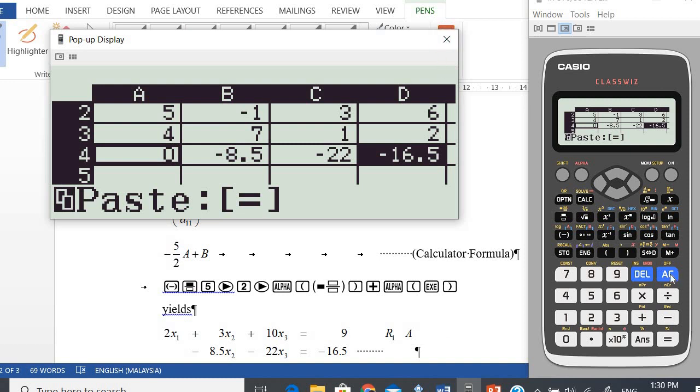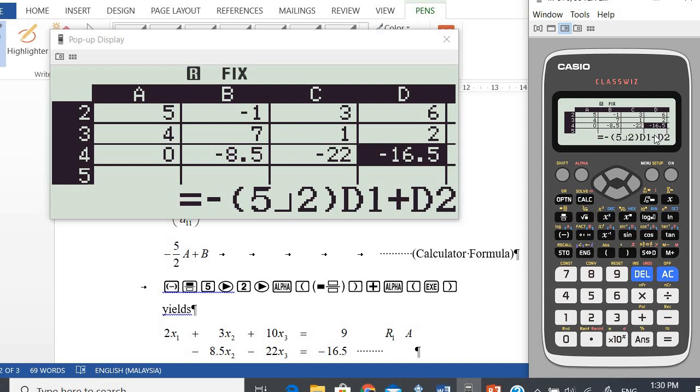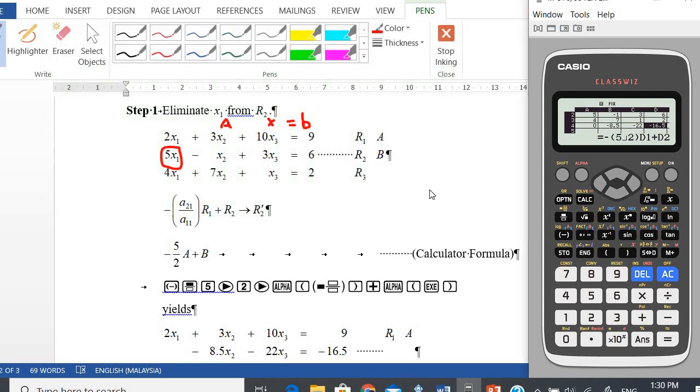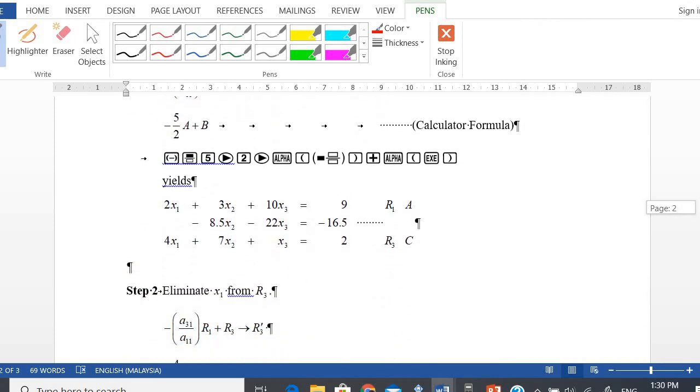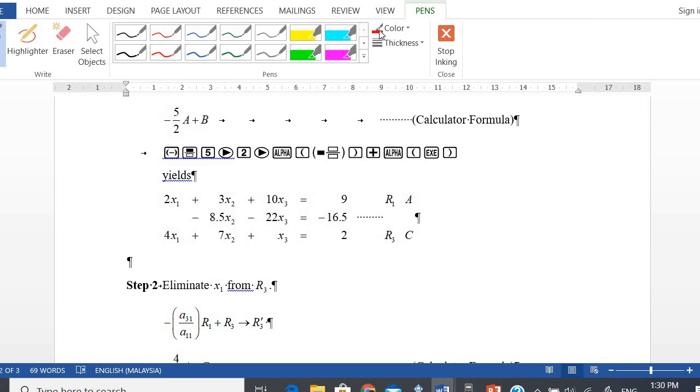Okay, then AC to clear the equal sign. Okay, later on, the second step is eliminate x1 from row 3. We are going to eliminate this one. Okay, x1 from row 2 is already eliminated, becomes 0.